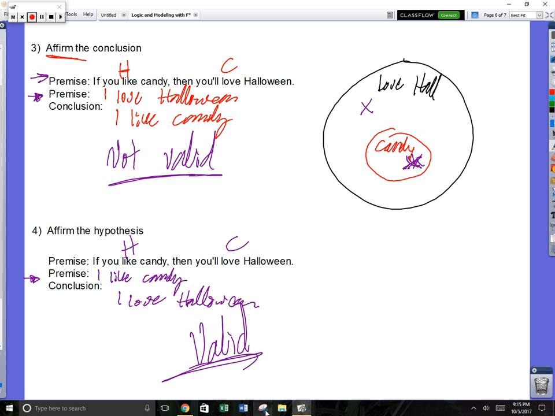Logic is valid. So same thing as before. The argument is probably not sound because that first premise is subjective. Who knows? So the logic is good, but it's not very sound, not very convincing.